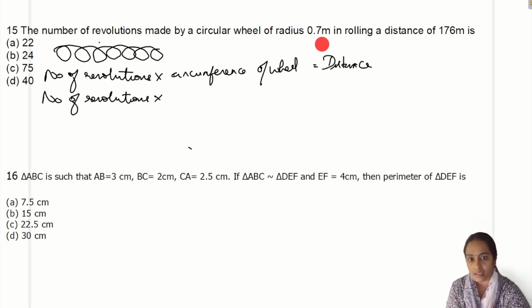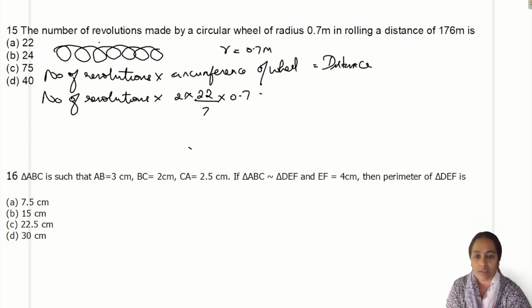So we have the radius of the wheel to be 0.7 meters, students. The wheel is a circle, so what is the circumference of the wheel? It's going to be 2 pi r, so 2 into 22 by 7, r is 0.7 meters. Distance is 176 meters, given in the question. Now this is going to be 44 multiplied, and the 7 and 0.7 will get cancelled and you'll be left with 0.1 here. This is equal to 176.